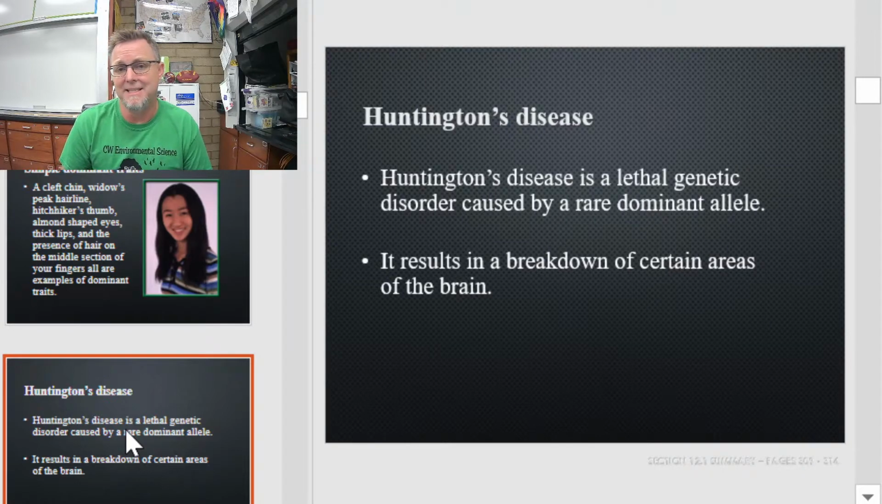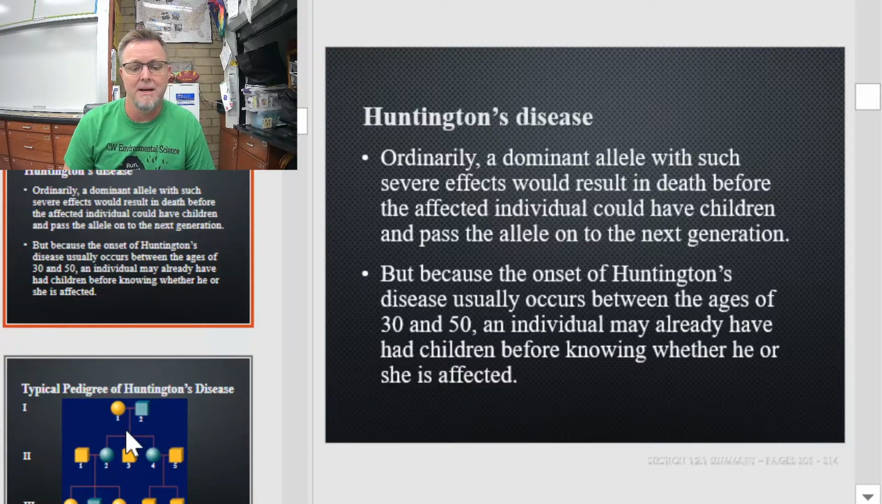One genetic disease that I want you to be aware of that's a serious one is Huntington's disease. Huntington's disease is a lethal genetic disorder that's caused by a rare dominant allele. It's typically fatal to those that have it by about the age of 40. It results in the breakdown of certain areas of the brain. The brain can literally start digesting itself from the inside out, okay?